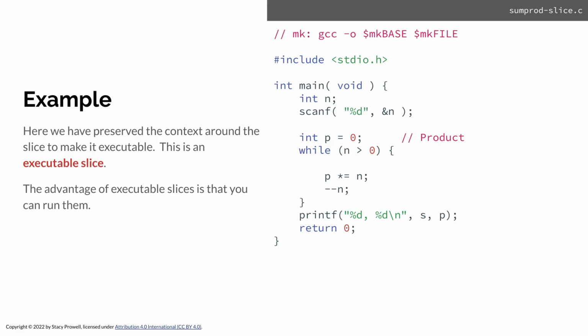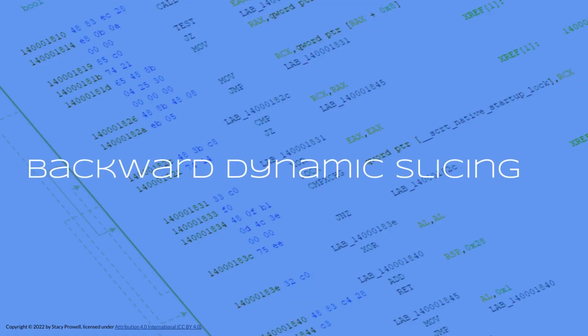So the advantage of executable slices is you can run them. They can run much faster than the original piece of code. Executing them is a really good way to get an answer to your question. You slice, and then you execute the slice. But it can be challenging to do it. All right, that was backward static slicing. I think that was hopefully moderately straightforward.